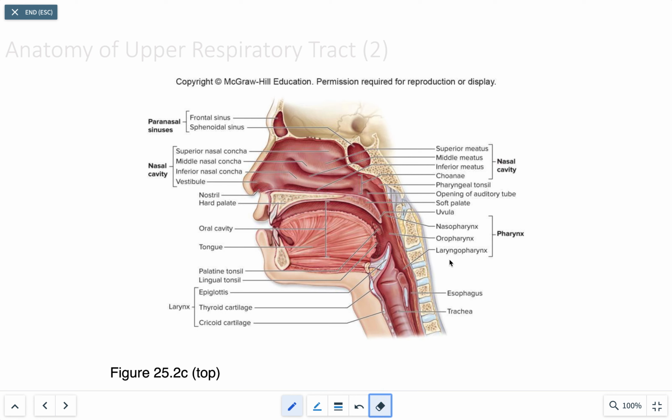And finally, in the laryngopharynx region, we see the voice box or the larynx. Again, it contains the epiglottis. It has a very large area of a thyroid cartilage and a cricoid cartilage to help its support for olfaction and for speaking.